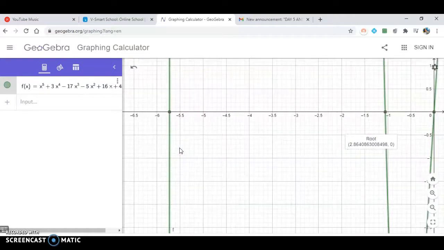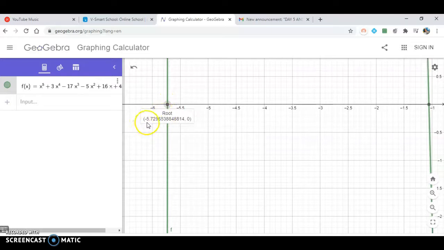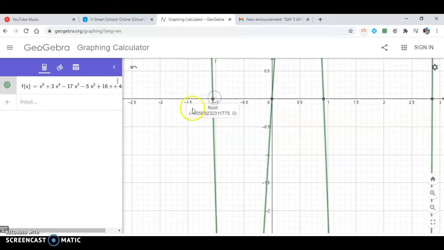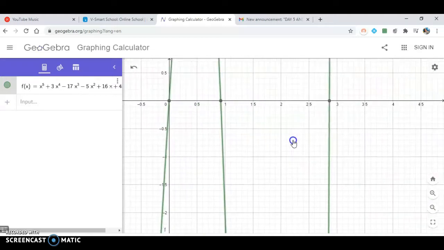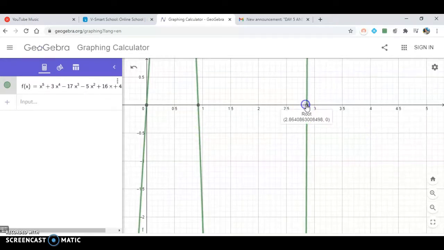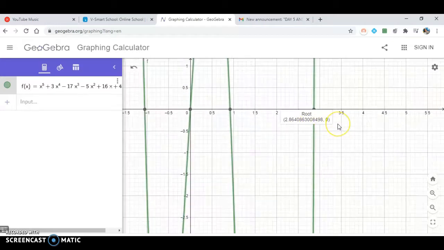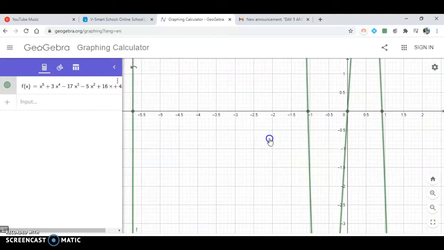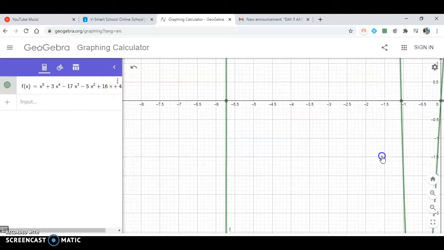If you're going to solve it using synthetic division, as you can see, you have negative 5.72. Rounding it all up, we have negative 5.73, that is the root. Next, you have negative 1.06. Next, you have 0.92. Next, you have 2.86. So, these are the roots of the equation x raised to 5 plus 3x raised to 4 minus 7x raised to 3 minus 5x raised to 2 plus 6x plus 48. So, using a graphing calculator, pwede nyo siyang kunin.